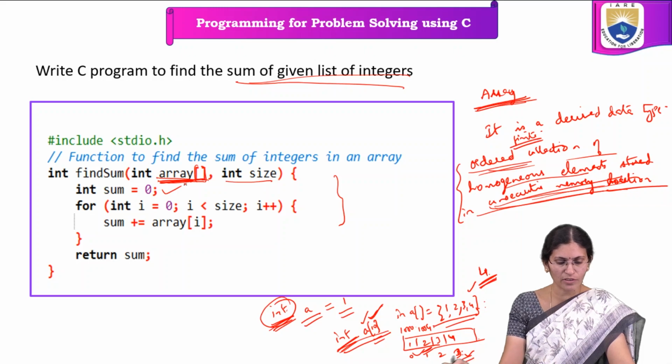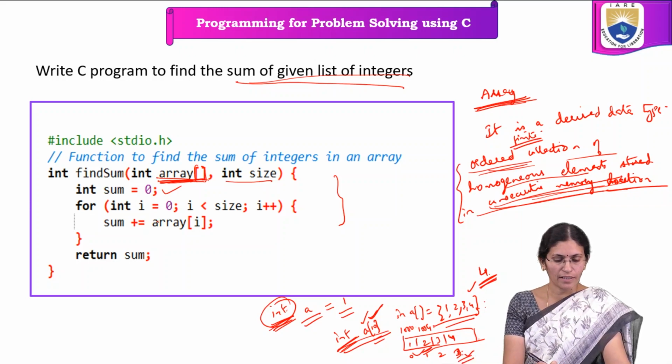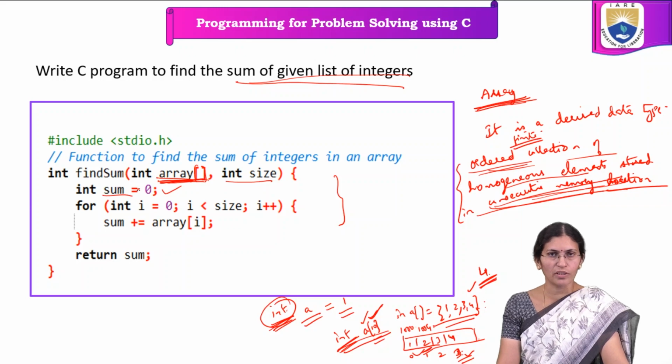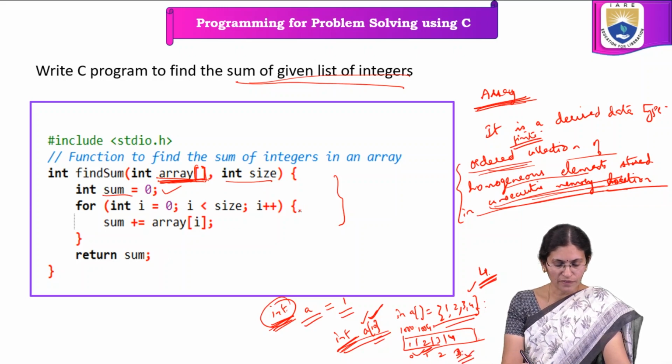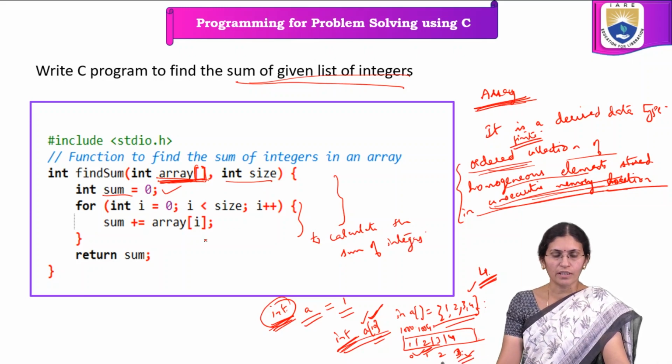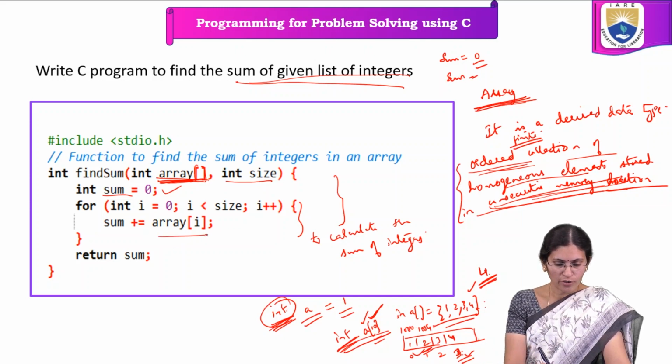Inside this function we have declared and initialized the variable sum equal to 0, and this is the logic written to calculate the sum of integers. Initially sum is equal to 0, then when i is equal to 0, we take array of i. Arrays are passed inside the function by reference itself, so we actually operate on the array itself.